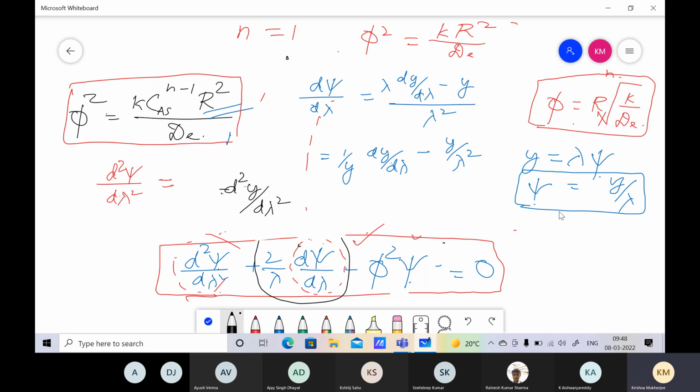So my substitution is the following. Psi is equal to y by lambda. So now, please tell me, how would I write d psi by d lambda in terms of y, and more importantly, how would I write d2 psi by d lambda square? Please try it a little. I think you've forgotten your maths, or do you remember your maths?